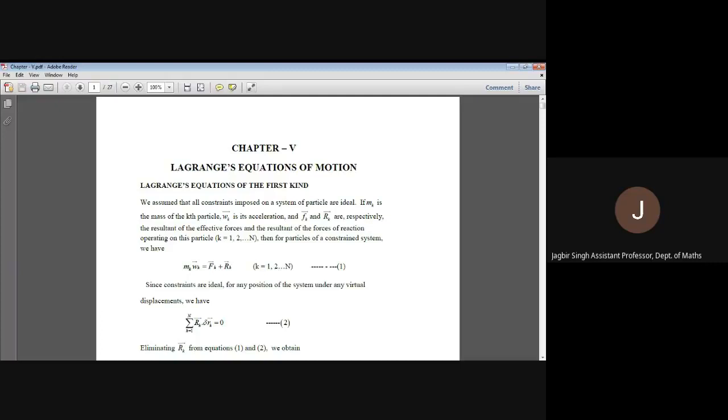Required to continue the motion. Okay, so if mk is the mass of the kth particle, wk is the acceleration, fk is the effective force, and rk is the reaction force, then the general equation of dynamics is mkwk is equal to fk plus rk. Here all the constraints considered are ideal constraints, so equation number 2 will be satisfied: summation k from 1 to n rk del rk will be equal to 0.